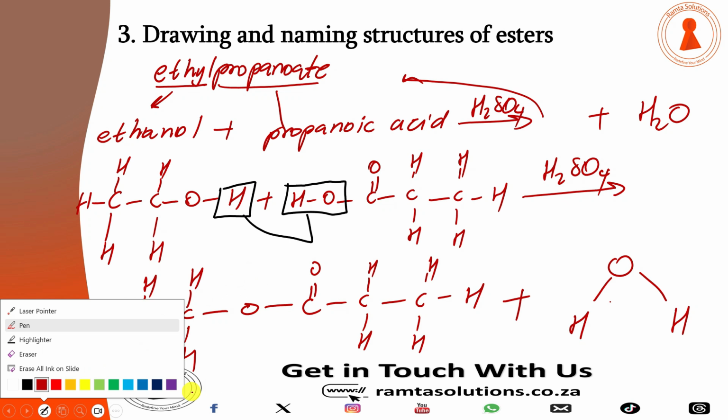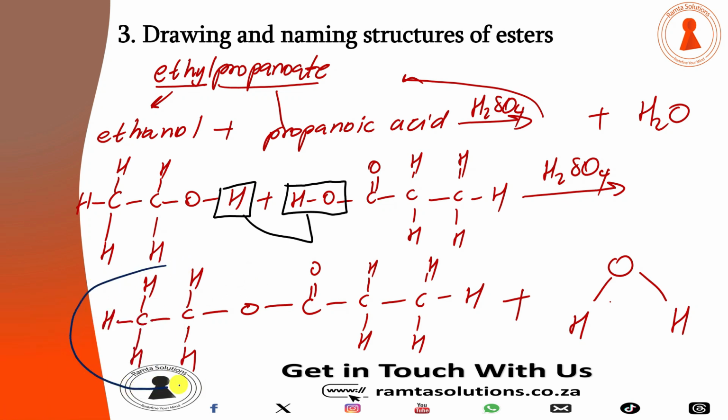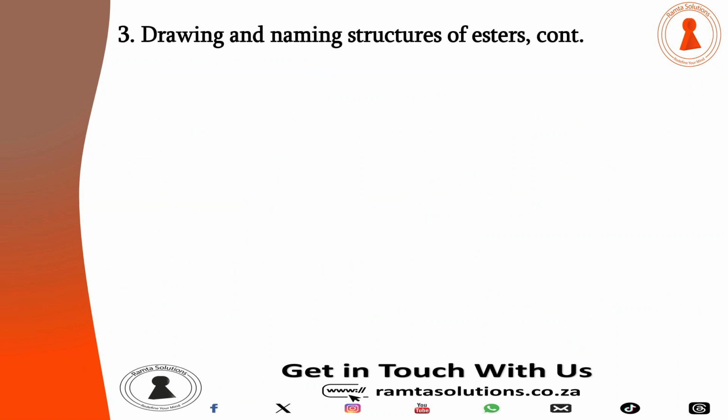Now this molecule here is what we call ethylpropanoate. Remember prop 1, 2, 3. Ethyl, here it is. Propanoate, here it is. Remember what I said? These guys, one part will be the alkyl, another part will become the longest chain of your molecule.